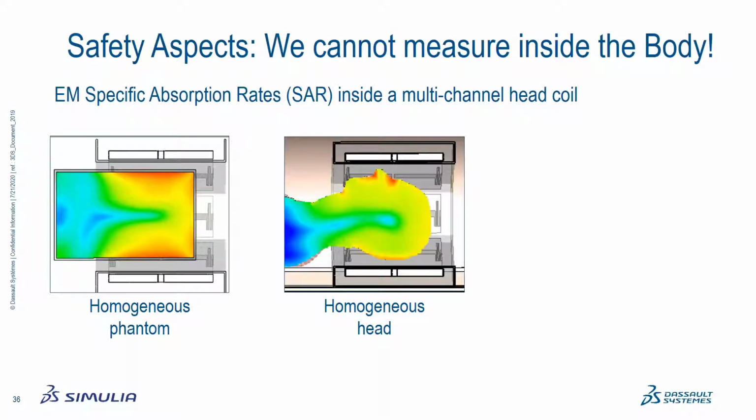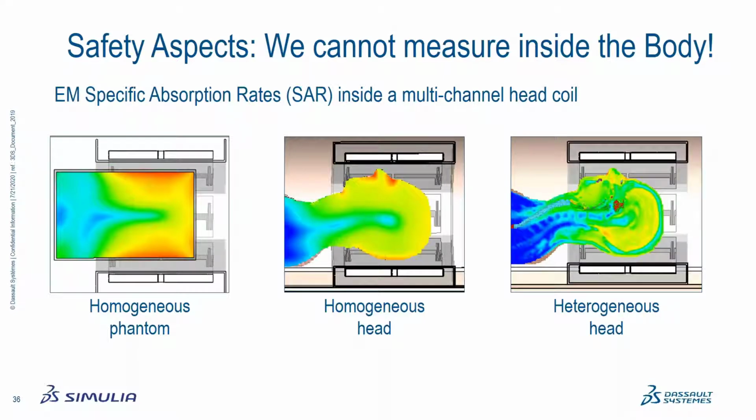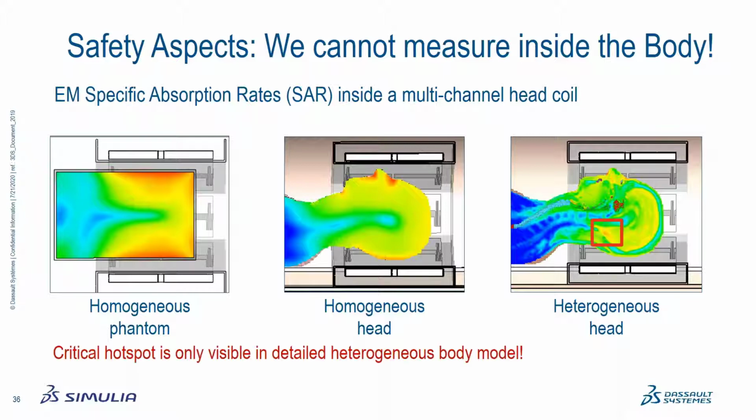Sometimes a human-shaped phantom is used with the same material properties as the brick, and we can observe the significant differences in its hotspots. Finally, looking at a realistic model of the human head with detailed heterogeneous tissues like bones, muscles, fat, and brain, we can see there are some similarities as before, but an important hotspot in the brain is not predicted in the phantom models.